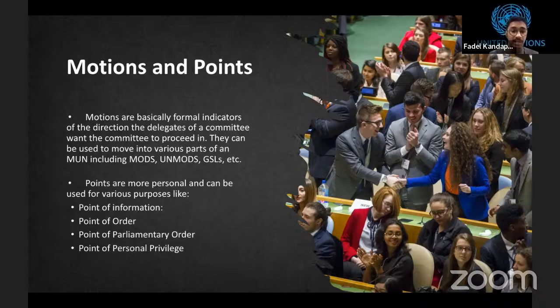Point of personal privilege, right? A point of personal privilege is something that does not concern the committee at all. So say you want the AC temperature to be lowered by a degree or two, you can raise a point of personal privilege and ask for that. Say you want to use the restroom, you can raise a point of personal privilege and ask for permission to leave the committee. So that's what motions and points are.